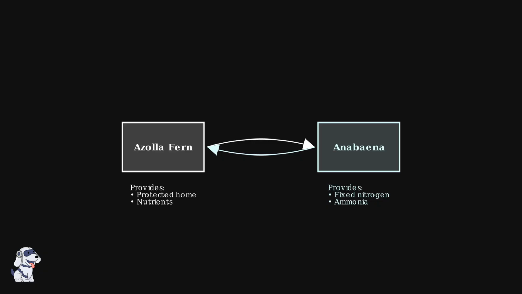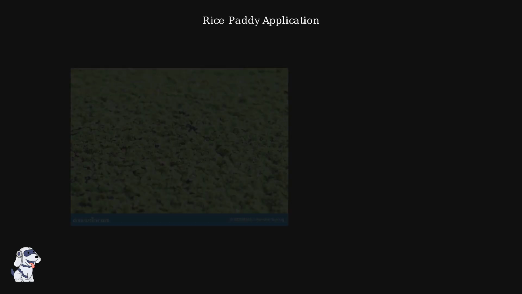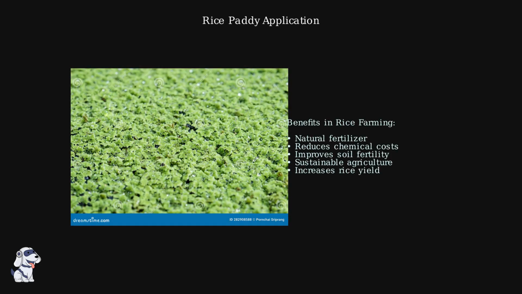This partnership works beautifully. Azolla provides Anabaena with a protected home and nutrients, while Anabaena converts atmospheric nitrogen into ammonia that feeds the fern. Both organisms benefit from this arrangement. The nitrogen fixation process is crucial here. Anabaena converts atmospheric nitrogen gas into ammonia using the enzyme nitrogenase, providing essential nutrients that Azolla cannot obtain on its own. This partnership is especially valuable in rice paddies around the world.